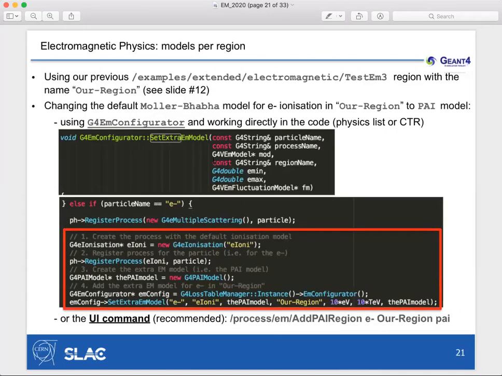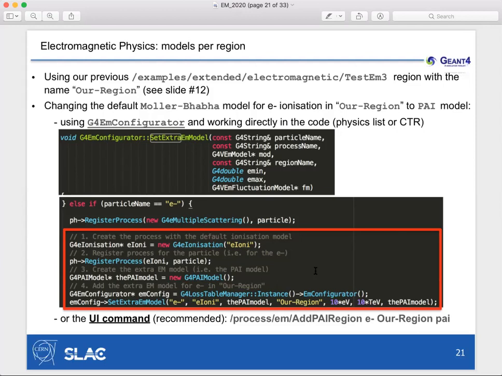However, if you want to make it more sophisticated, you can do it by yourself. Here I show a piece of code that changes back to this TestEm3 example, where we have just introduced previously a region where we put the liquid argon. And if we would like to use an electron ionization model that is a bit more sophisticated than the default, for example the PAI model, the photoabsorption ionization model, to describe ionization in that region, I show how you can do it. It's very simple, a couple of lines.